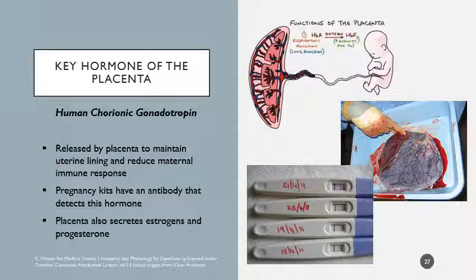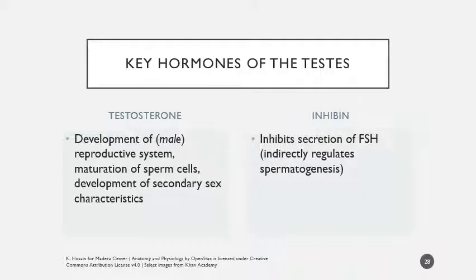The placenta also secretes estrogens and progesterone, so there's a lot of hormonal fluctuations happening there. In terms of what's produced by the gonadal tissue of the testes, there's testosterone, which is involved in the development of the male reproductive system, so people with sperm. It helps with maturation of sperm cells and the development of secondary sex characteristics. Inhibin is another hormone secreted by the testes that we'll talk about when we get to reproductive physiology. As the name suggests, it inhibits the secretion of FSH. So in doing that, it indirectly regulates spermatogenesis because FSH is involved in the production and maturation of gametes.